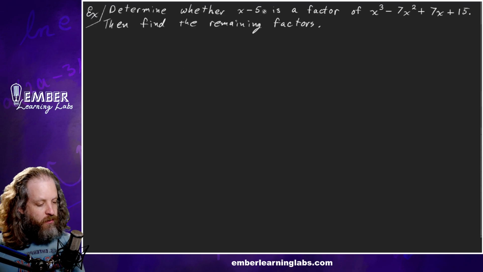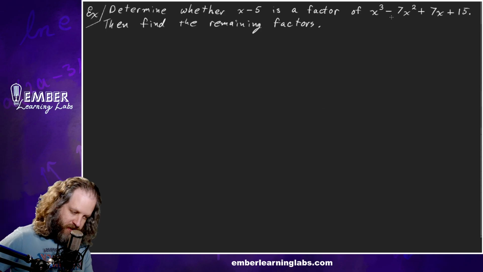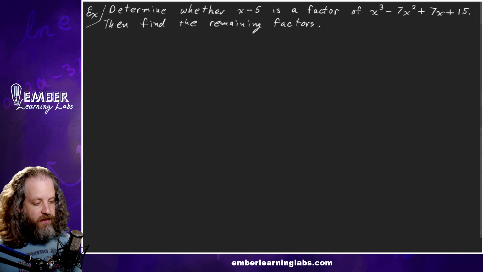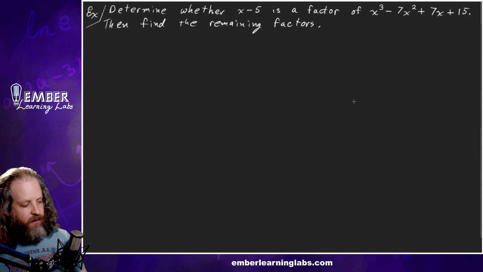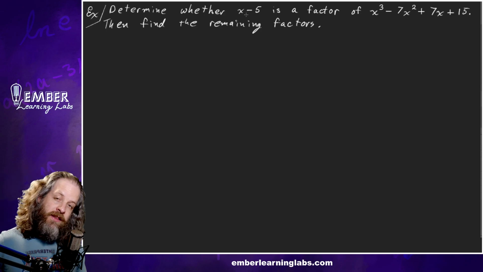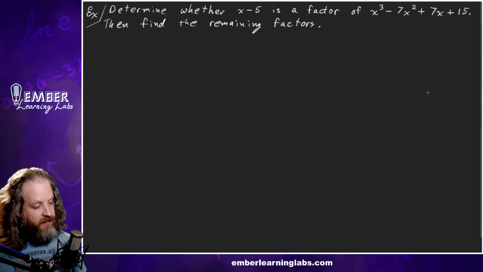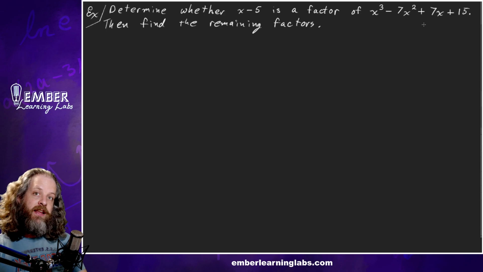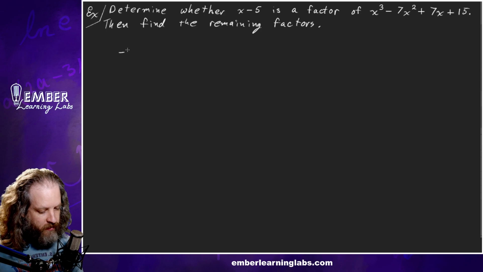So we want to determine whether x minus 5 is a factor of this, and then find the remaining factors. So let's do that. In order to find out whether it's a factor, we're going to use synthetic substitution just like we did just now and see whether we get a remainder that is 0 or not 0, right? So we're going to use negative 5.